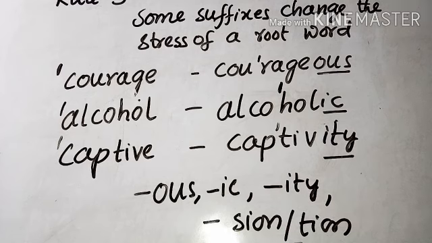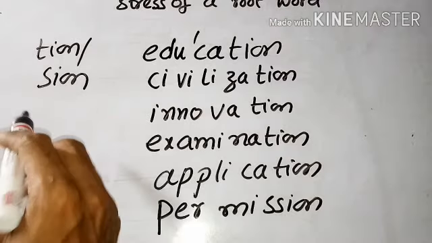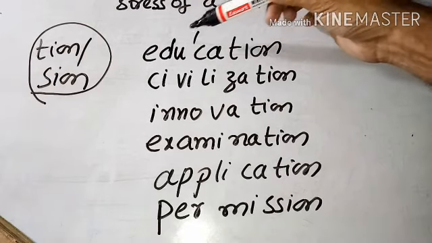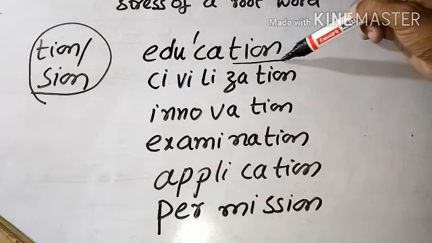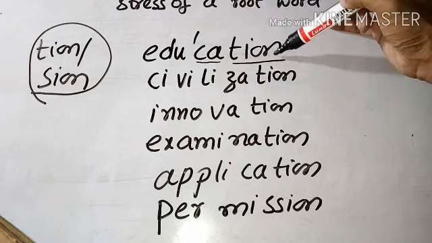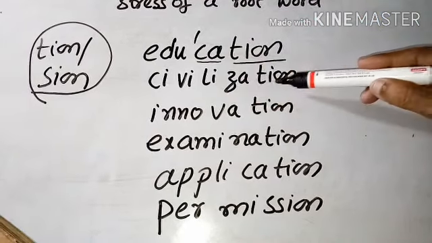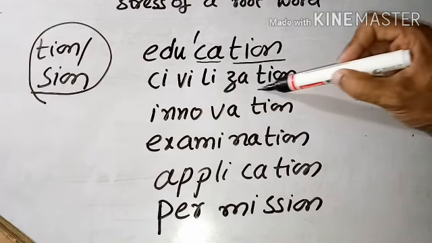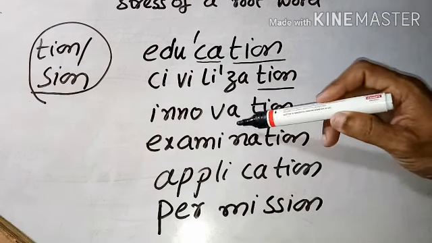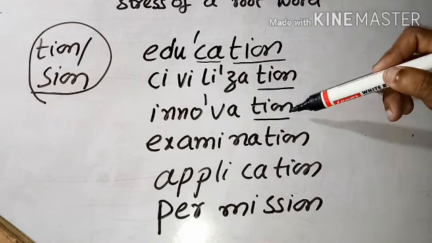Now we see the extension of SION and TION. Now we see the examples which have the endings of TION and SION. Suppose this word EDUCATION. TION is added, so the penultimate syllable before this is stressed. Education. Civilization. This Z is stressed. Innovation. Before this syllable is stressed.